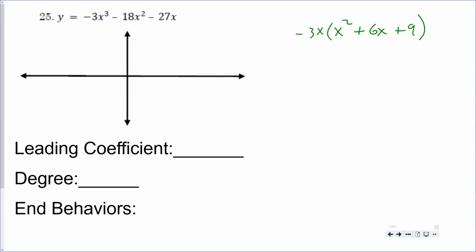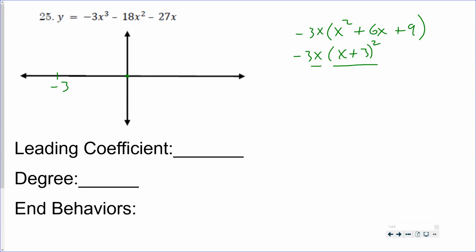And then x squared plus 6x plus 9, that's a perfect square trinomial. So that's going to factor to x plus 3 squared. Everyone with me? Are we okay with that? All right, so that's your factored form for this y. So when you want to graph it, I have an x-intercept at negative 3, because of x plus 3, and an x-intercept at 0 because of that x.